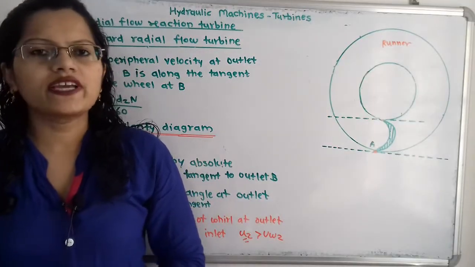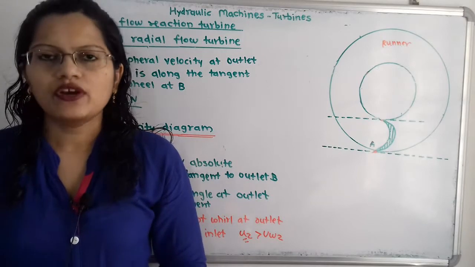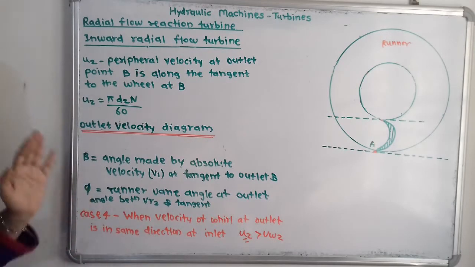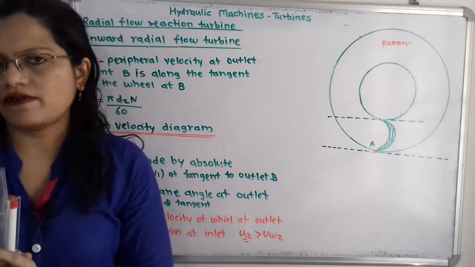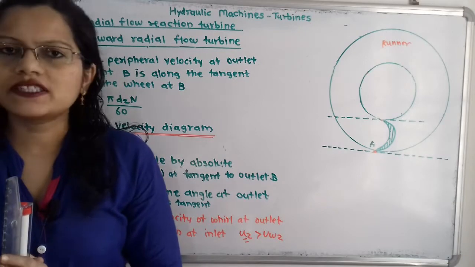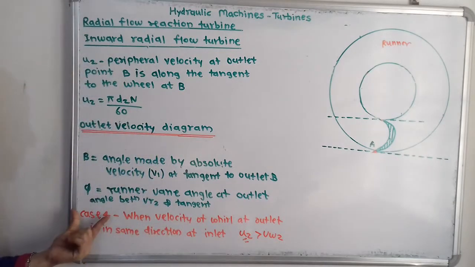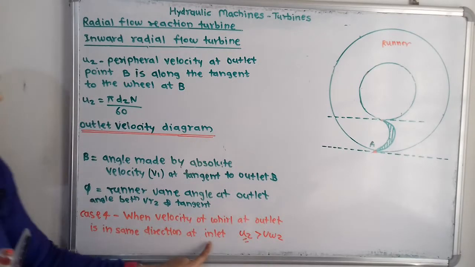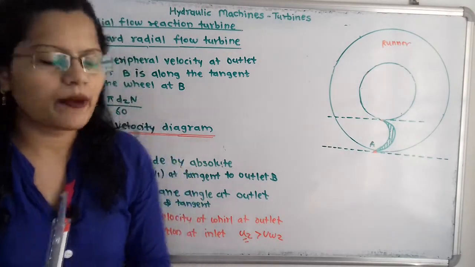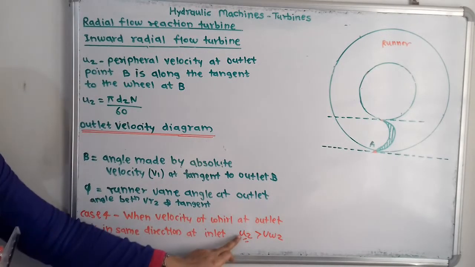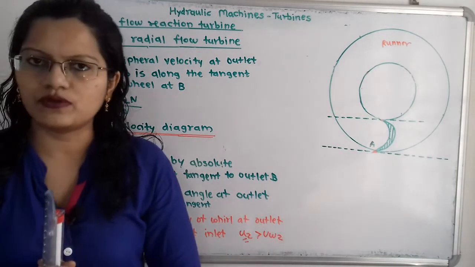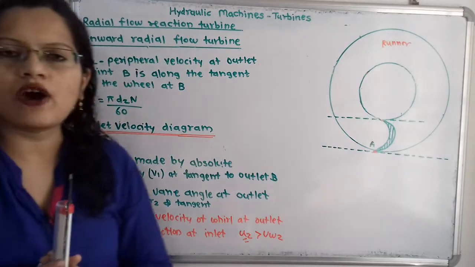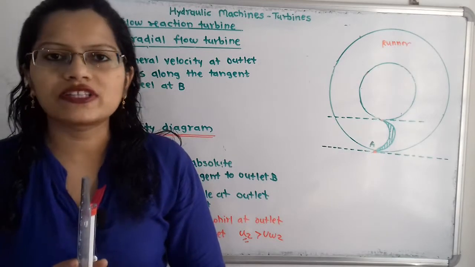Now we will move to the outlet velocity diagram. For that we will use the angles beta and phi instead of theta as well as alpha. Now what is the condition? We will consider here case 4, when the velocity of whirl at outlet is in the same direction as at inlet. So what is happening? For this condition U2 is greater than VW2. So what is U2? We know that U2 is the peripheral velocity at outlet point B along the tangent.